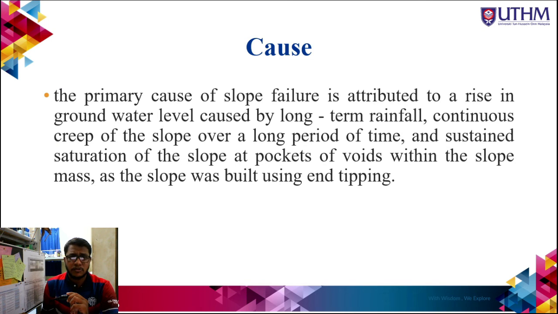The primary cause of the slope failure is attributed to a rise in the groundwater level caused by long-term rainfall, continuous creep of the slope over a long period of time, and sustained saturation of the slope at pockets of voids within the slope mass, as the slope was built using hand tipping.